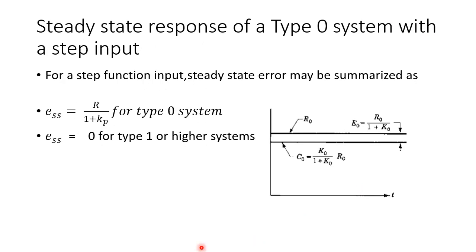Now we define the steady state error for type 0 system with the step function in summary as R upon 1 plus Kp for type 0, and 0 for type 1 or higher order systems. We can see here that when we have a step function input, this is the reference signal input, this C0 is the output, and the difference between these two is called the steady state error. Sometimes Kp is also represented by K0.